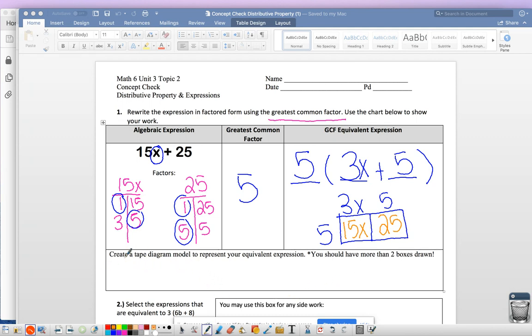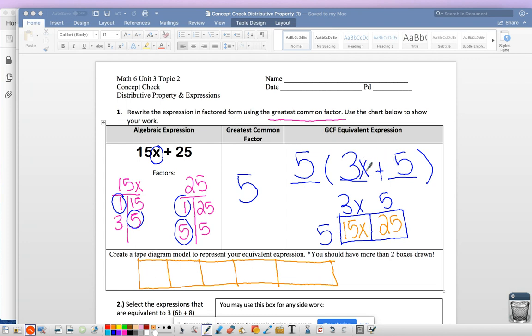Okay, so now for our tape diagram, it says to create a tape diagram to represent your equivalent expression. You should have more than 2 boxes drawn. So remember that in our equivalent expression, the number on the outside is how many boxes. So we're going to draw a big skinny rectangle, and we're going to split it into 5 boxes. Okay, 1, 2, 3, 4, 5. Now mine aren't super even, but that's okay. They definitely should look a little more even.